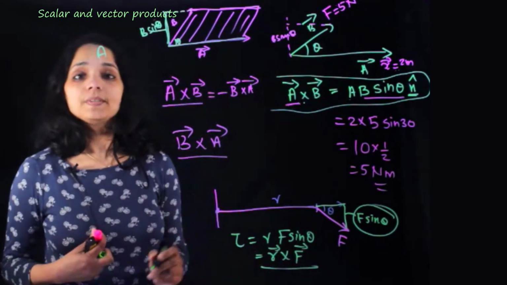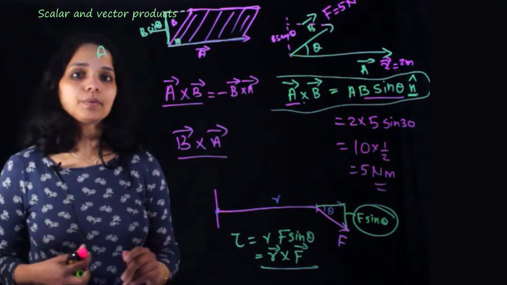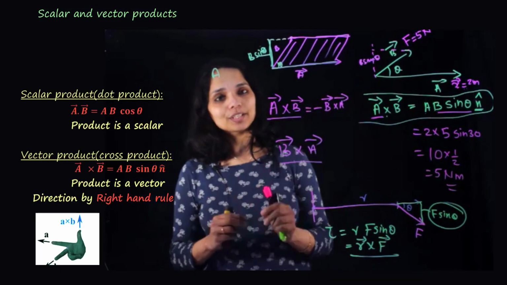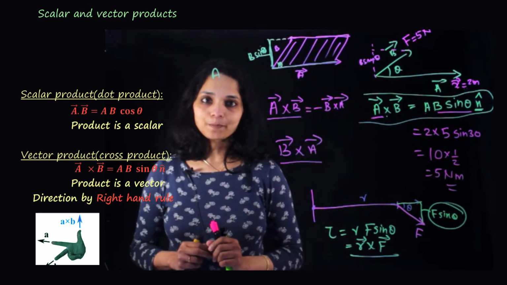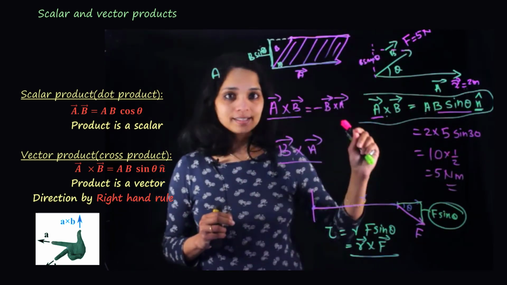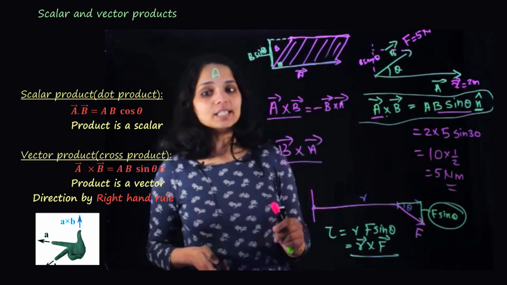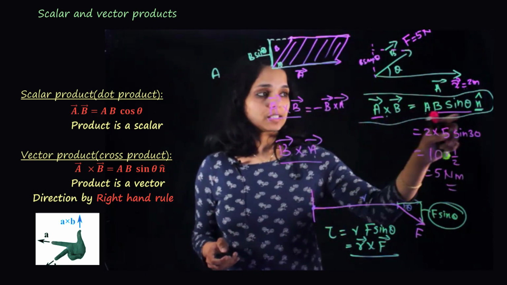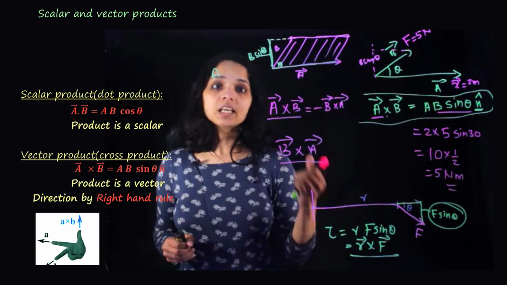So this is one physical example where you use the cross product, and there are some other examples as well, but this is one easy example for you guys. In summary, there are two different kinds of products for vectors. One is the scalar product and the other one is the vector product. The scalar product, another name is dot product, gives the answer as a scalar, and it's calculated as AB cos theta. And the vector product or the cross product is calculated using this equation AB sin theta, and that's a vector, and you need to find the direction using the right hand rule.